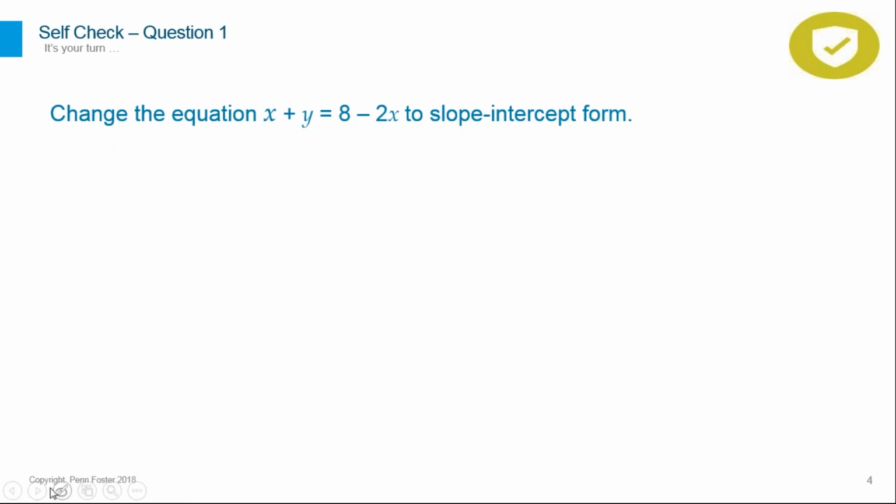This is a practice problem. You can read the question together, pause the video, do the question, and then come back for the answer. Change the equation x plus y equals 8 minus 2x to the slope-intercept form.